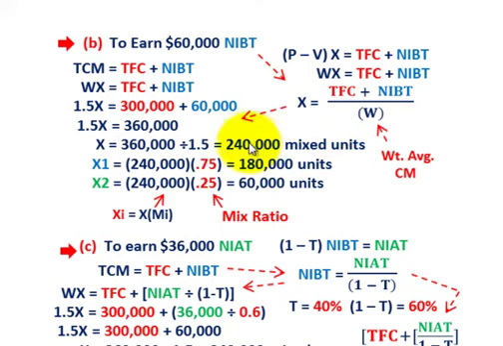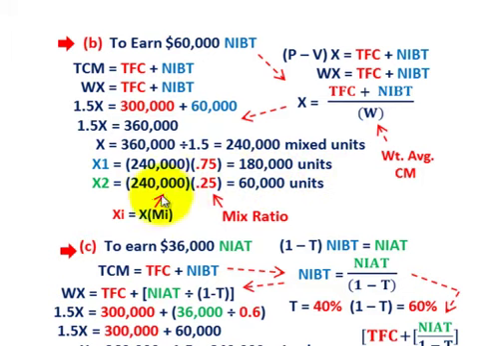Now to allocate those 240,000 mixed units between product X1 and X2, you just take the total mixed units, 240,000, times each mix ratio. X1 was 75%, so that's going to give us 180,000 units for X1. And for X2, the mix ratio was 25% times the 240,000 total mixed units. That's going to give us 60,000 units of X2. So to earn 60,000 in net income before taxes, we're going to have to sell 180,000 units of X1 and 60,000 units of X2.